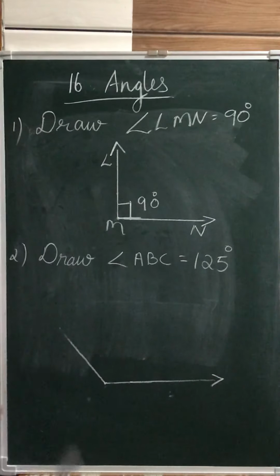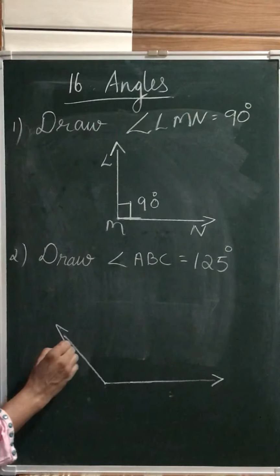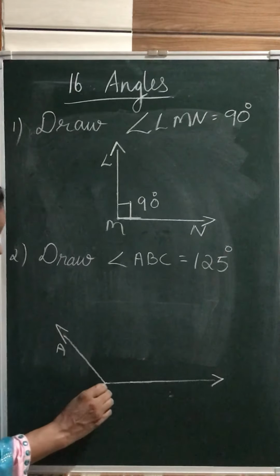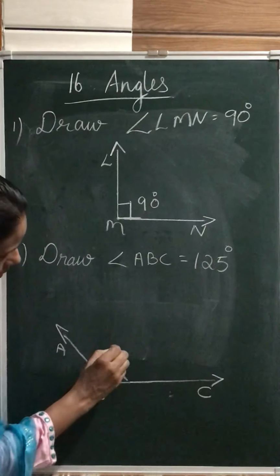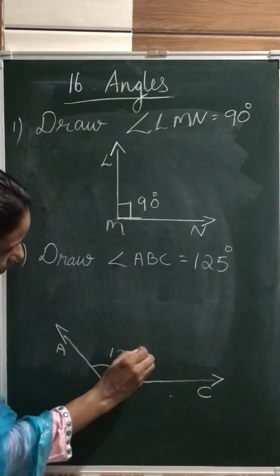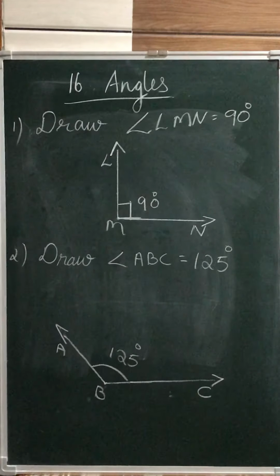Okay, this is the arm. You can name it A, B, C. Write the measure here, 125 degree. This way you can draw an angle with a given measure.